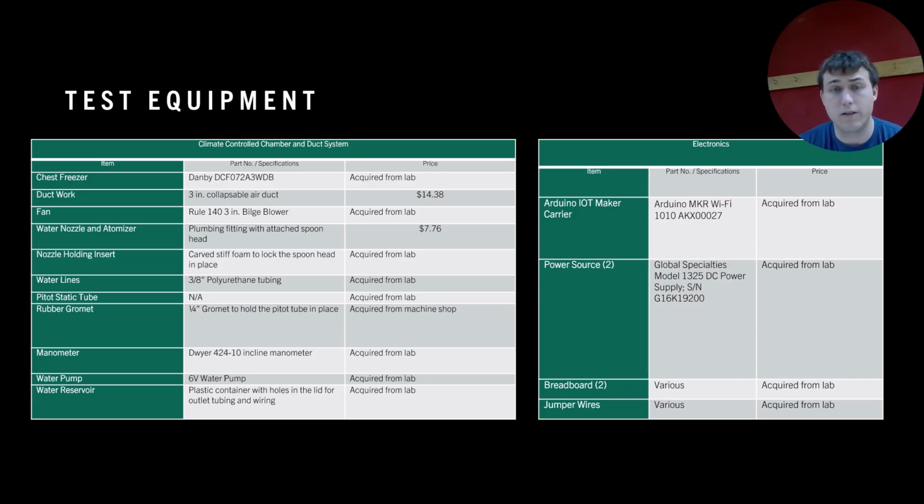The equipment we used in our lab was primarily found in the MAE lab that we were able to acquire for free. The equipment we used was the pitot tube, a chest freezer, and the electronics instructional materials. The two things that we had to acquire elsewhere were the ductwork for the closed loop system, as well as the atomizer.